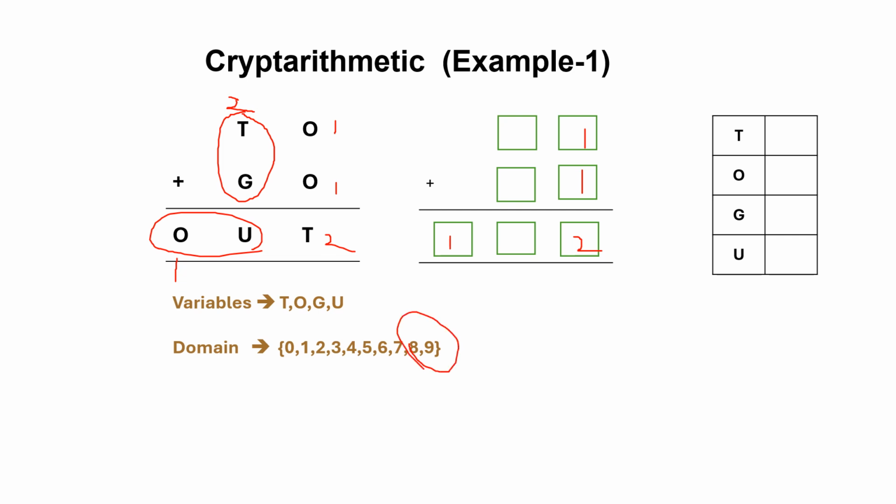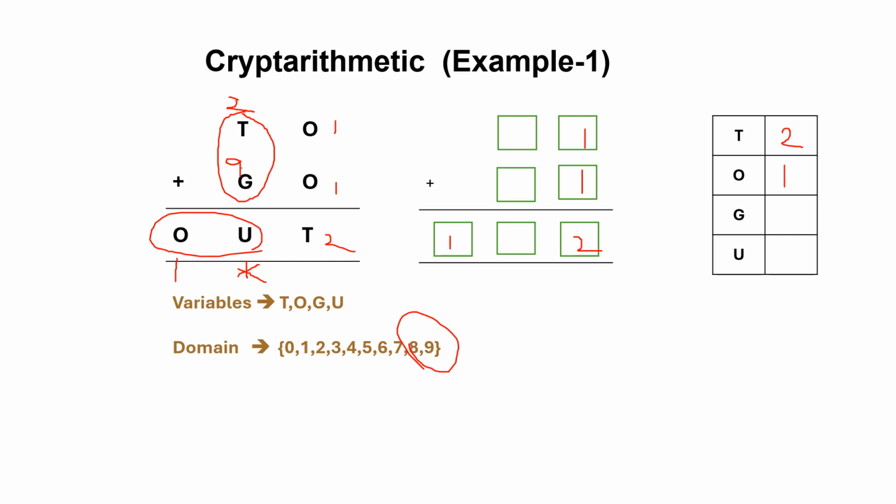If we assign 7 to G, that should not result in a carry. So we can give either 8 or 9 for this G. If we give 9, what happens? 2 plus 9 results in 11. So 11 means the digit is 1. That should not be right because 1 is given to O. So O is 1 and here T we are saying is 2. So we should not give 1 for U.